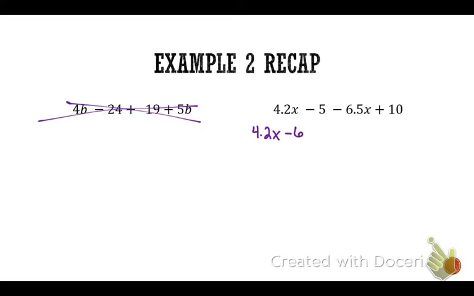Negative 6.5x. Okay, you can combine those together. Now, this step is optional, but I think it's a good idea. Then you could bring down negative 5 plus 10. 5 was negative, so you bring down a negative 5. All right, now I'm ready to combine my like terms.